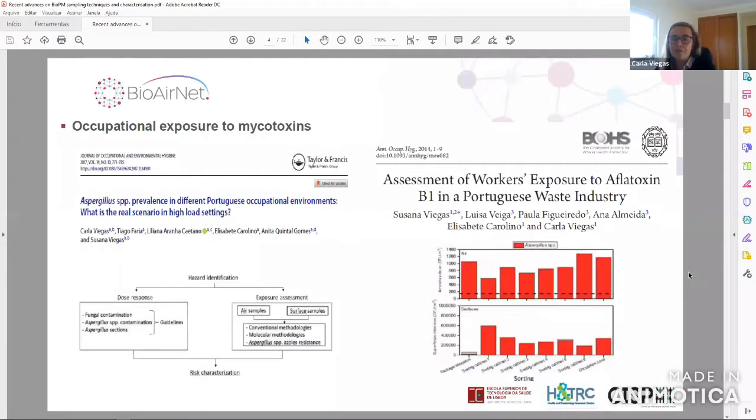As in other occupational environments that are prone to dust, we should consider, besides the fungal presence that was already assessed by culture-based methods and molecular tools, the occupational exposure to mycotoxins. In fact, in a previous study performed in this industry, exposure to aflatoxin B1 was found among workers. The suspicion of mycotoxin exposure was due to the Aspergillus contribution among the fungal contamination, as you can see in the figure with the red columns, meaning the Aspergillus contribution, and the gray area, very small, the other fungi.